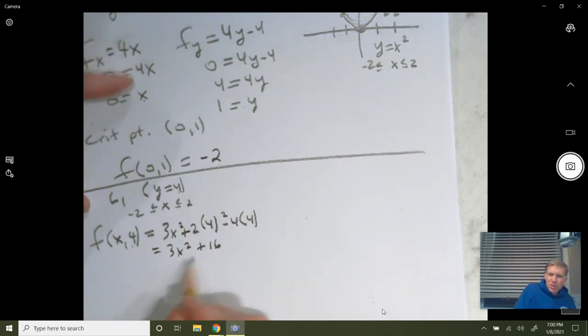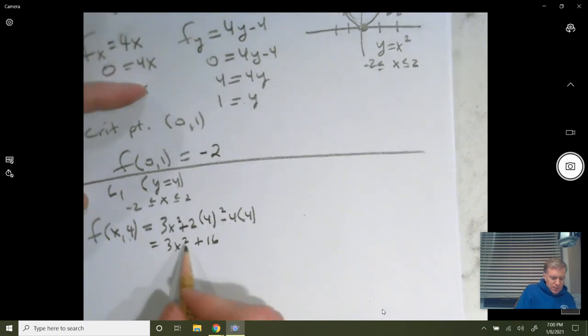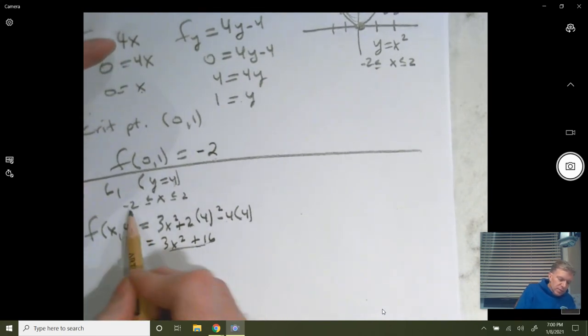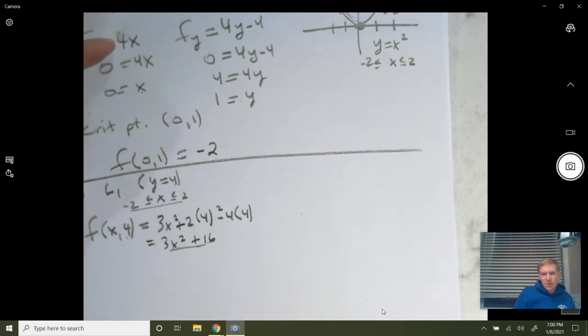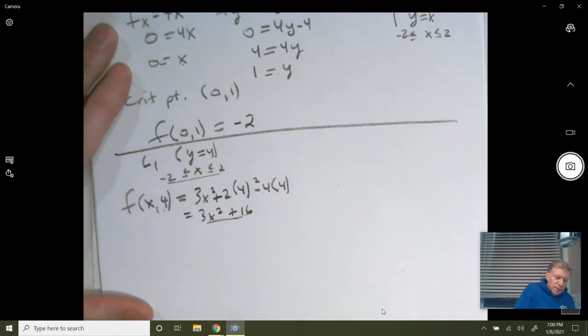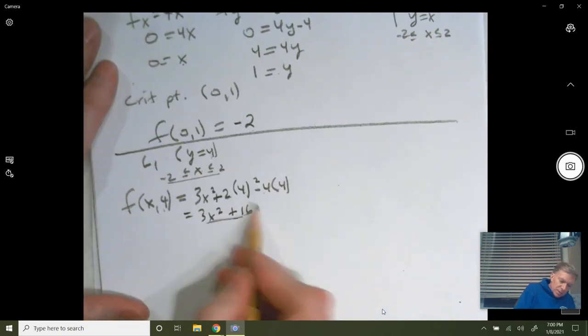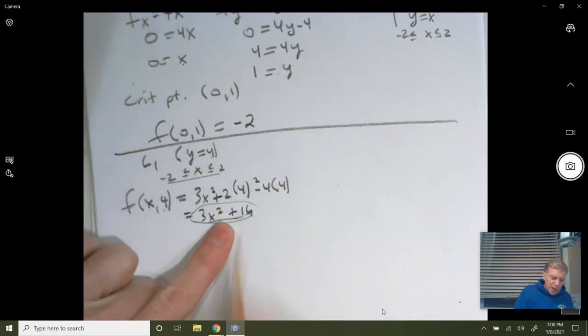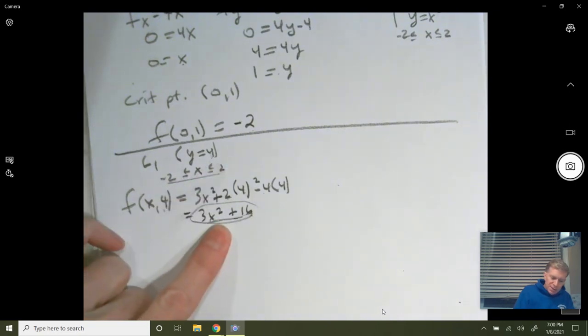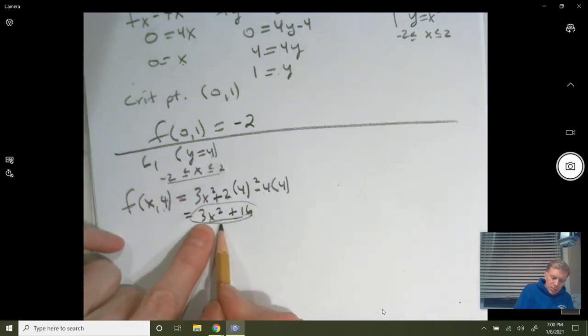Okay, so we're testing this thing. This is the value of our function as x goes from negative 2 to positive 2. Now this gets a little tricky. We need to find the maximum of this on this interval. You can kind of guess this is a parabola opening up.